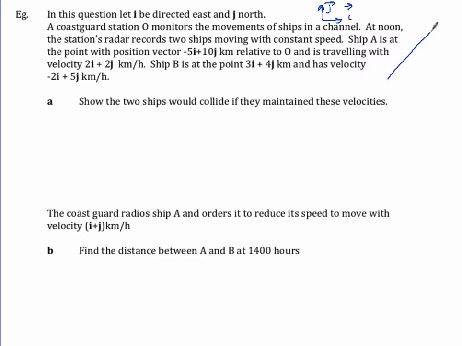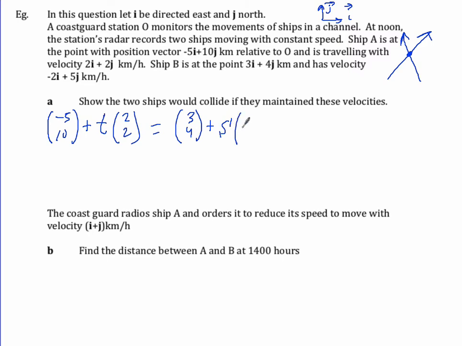So unlike normal vector lines, if you find a point of intersection, it doesn't mean that these ships are going to collide, because they have to intersect at the exact same time. Okay, so let's solve for the point of intersection. Let's write down the vector equations. So we have (-5, 10) plus t(2, 2) equals (3, 4) plus s(-2, 5). So we solve these simultaneous equations.